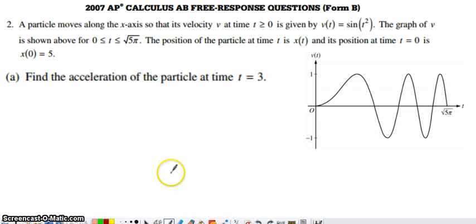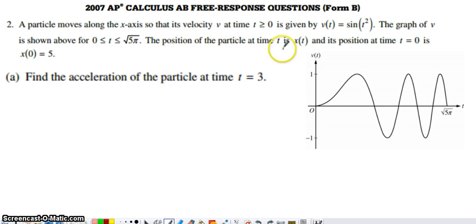So this is a problem from the 2007 AB Calc exam. It was on Form B. It's a calculator question, and the situation that you're presented with here reads that an object is moving along the x-axis. Its velocity is given by this function. They've provided us with a graph of the function, and it holds from 0 to square root of 5 pi.